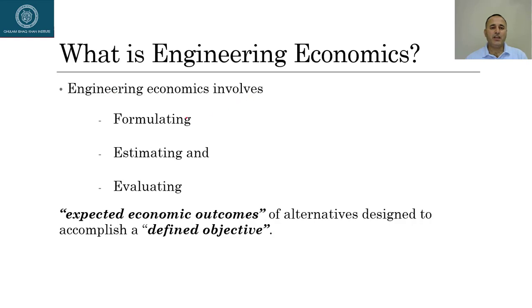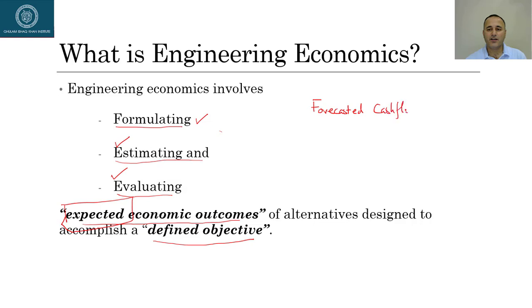Now, engineering economics involves formulating, estimating, and evaluating expected economic outcomes of alternatives designed to accomplish a defined objective, okay? And this will be more clear when I cover some material in the coming slides. So engineering economics is all about formulating, and then you estimate cash flows for all the alternatives, and then you evaluate all the alternatives, okay? Once you do the evaluation, your economic outcomes will of course be expected, okay? Because the evaluation is done on forecasted cash flows.